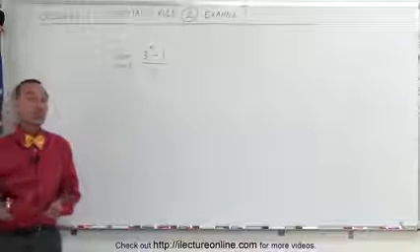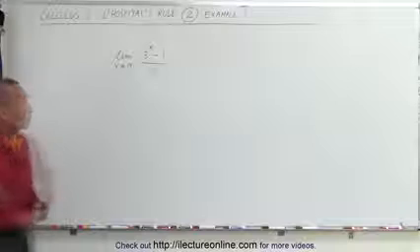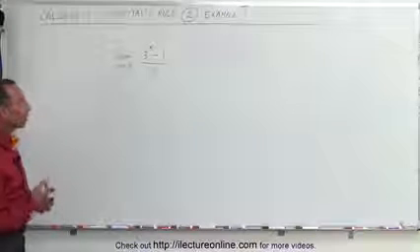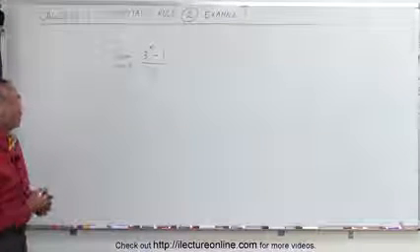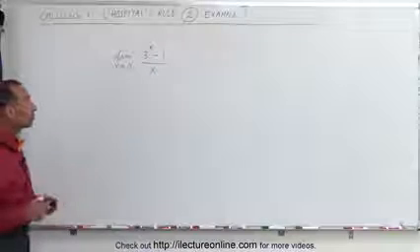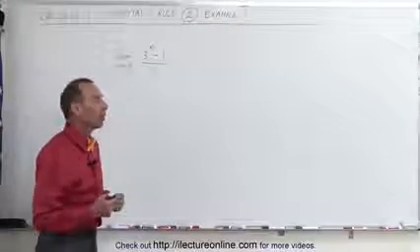Here's our first example of how to use L'Hopital's rule on a very interesting problem right here. So we have (3^x - 1) divided by x, and we're supposed to find the limit as x approaches 0. Let's go ahead and try to see what we end up with.